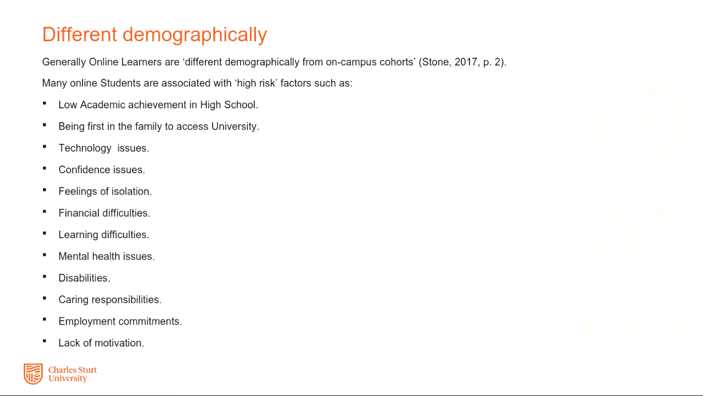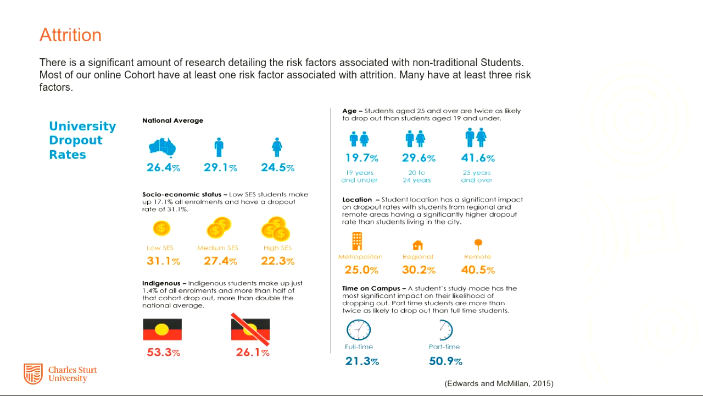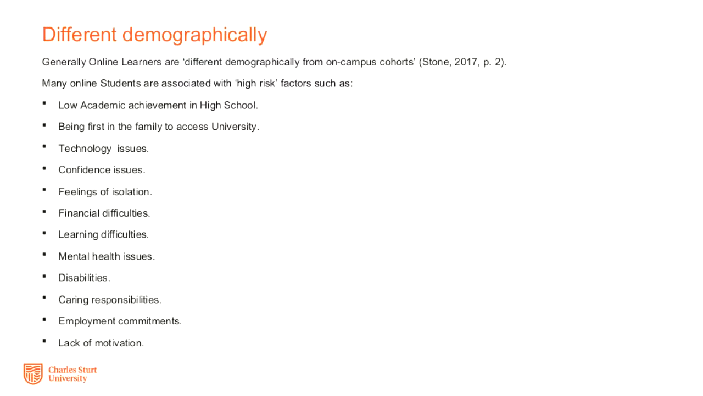There are the common technology issues, particularly for remote students. Confidence issues, feelings of isolation, financial difficulties, sometimes learning difficulties, sometimes mental health challenges, disabilities, caring responsibility, family responsibility, employment commitments is a big factor, and lack of motivation, which could apply to perhaps an on-campus student as well. So all of these factors, going back to the previous slide, are largely picked up here, but again, they compound. And so for us, retaining the online student is particularly challenging.